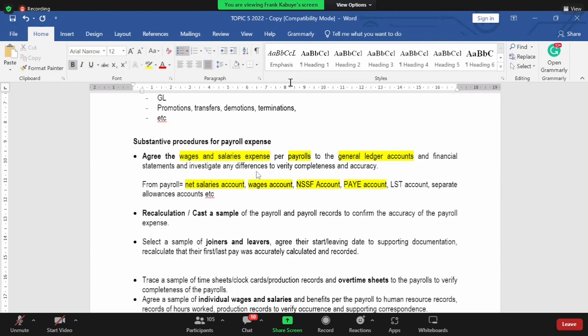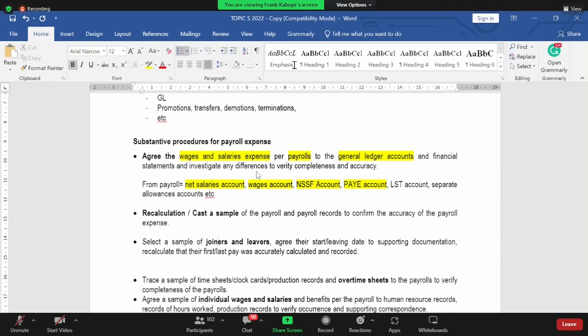For the leaver, check whether he was removed from the payroll when he left. So look at his termination letter or the letter that is sending him off. Was that person removed from the payroll? If he's still there yet he left, that's a ghost worker. So check and confirm that leavers have been removed from the payroll. And also their last salary: if they left in the middle of the month, they didn't pay them the entire month. They only paid them for the days they were there.